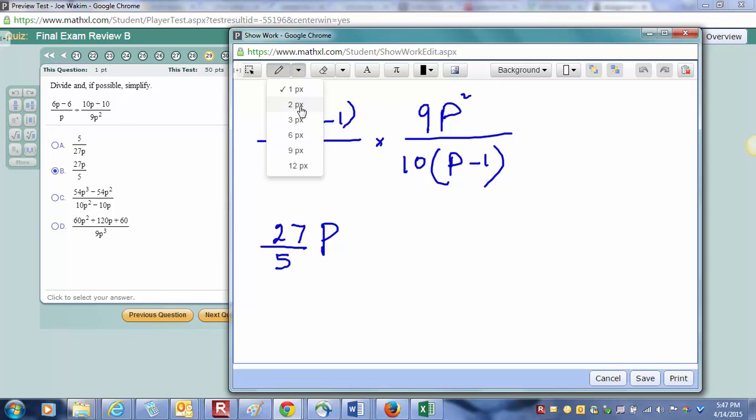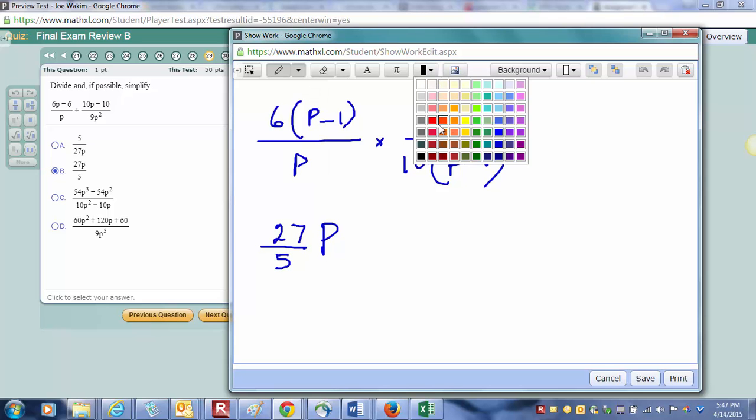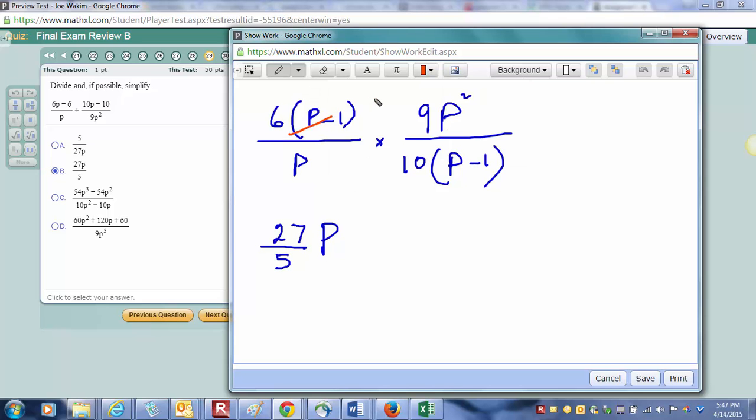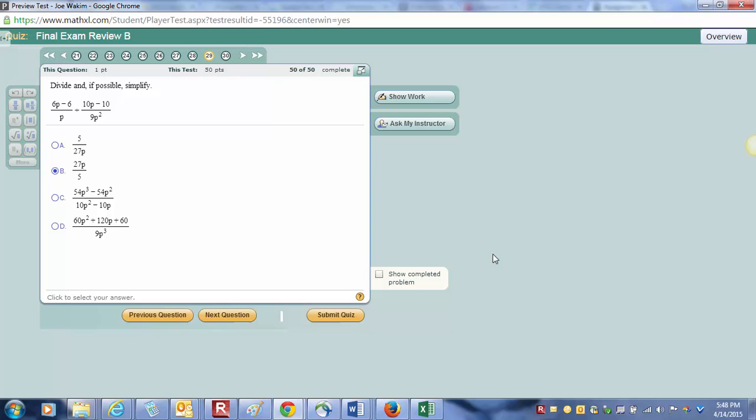Now we're going to simplify. So the p minus 1 cancels with the p minus 1. 6 divided by 2 is 3, 10 divided by 2 is 5. P and p squared will end up with p. So the final answer is 27p over 5.